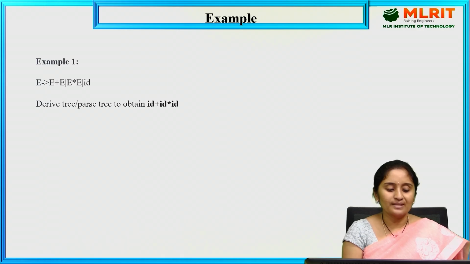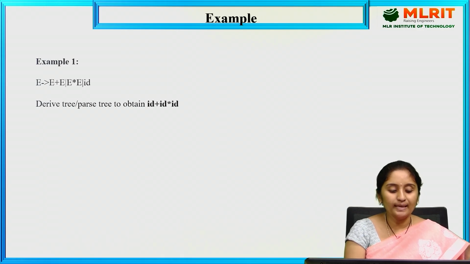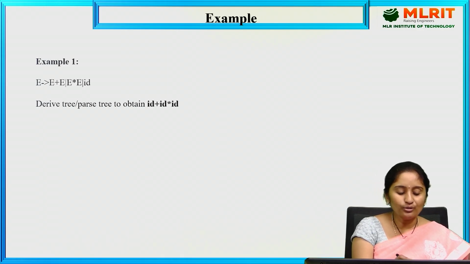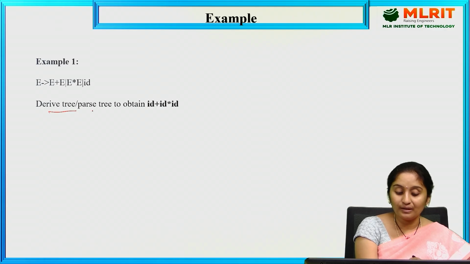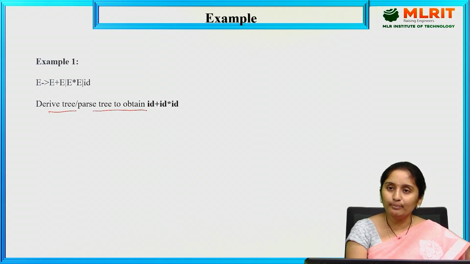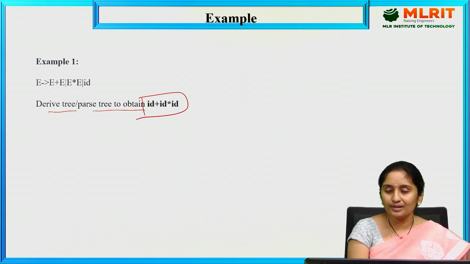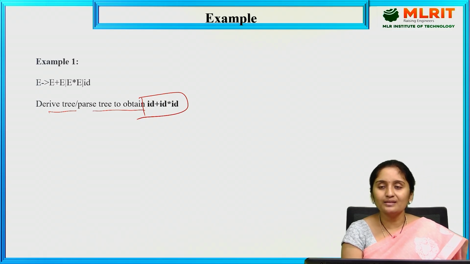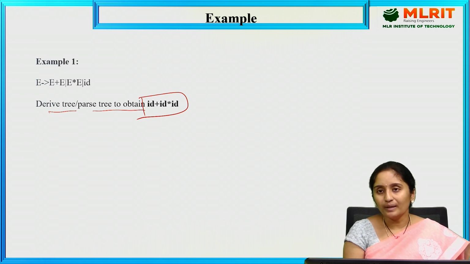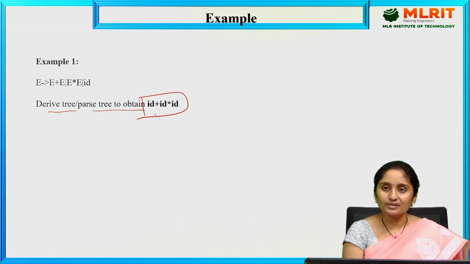First example: E produces E plus E, E star E, ID. I need to derive the parse tree to obtain the string ID plus ID star ID. The rules are that the root node should be our start symbol, the internal nodes should be non-terminal nodes or variables, and the leaf nodes should have the terminals, which are the small letters.